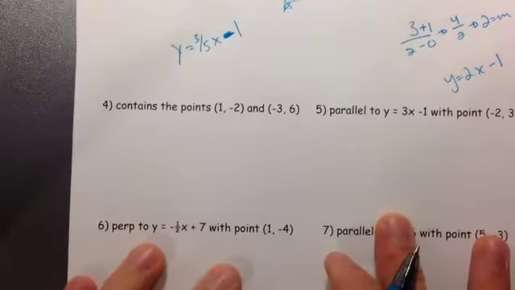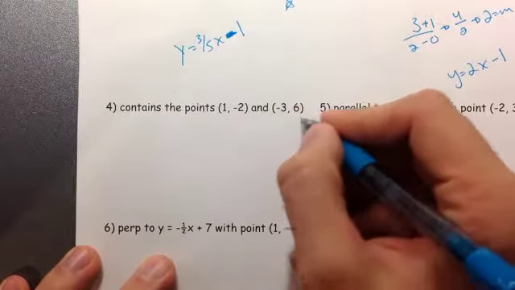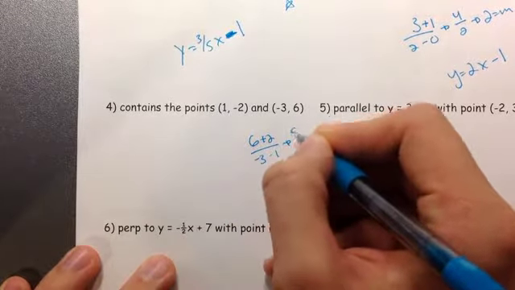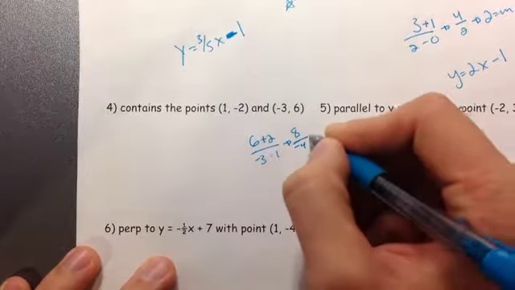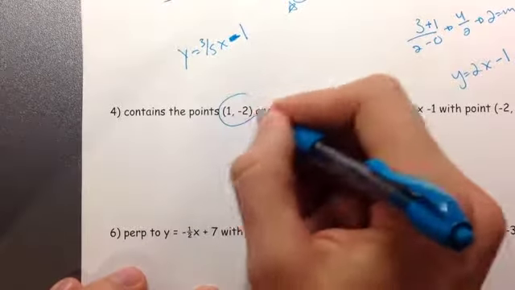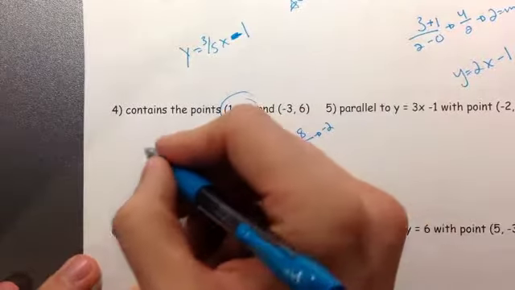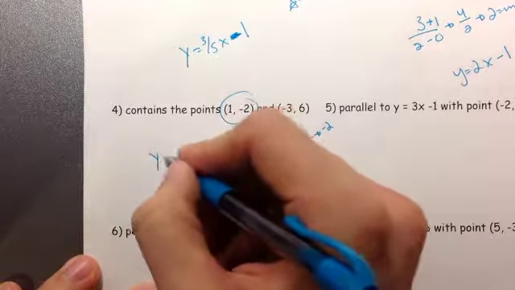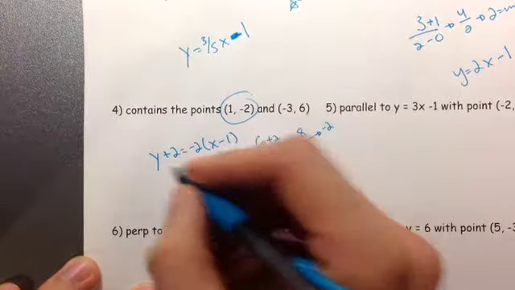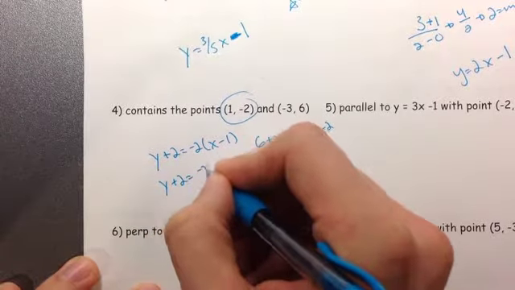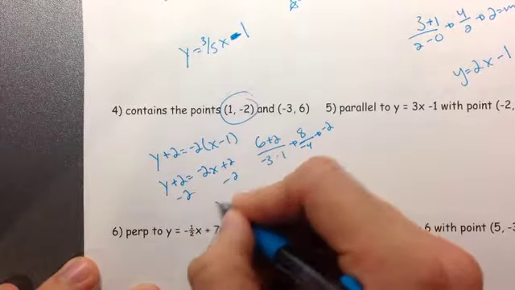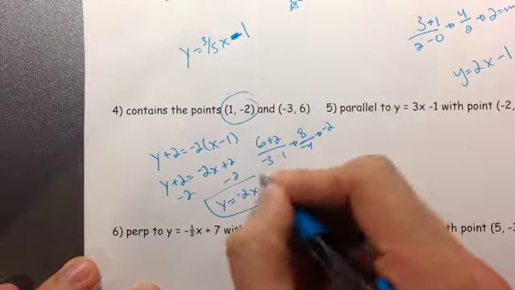On number 4, they don't give us the intercept, so we're going to solve for slope just like we did in the previous one. 6 minus -2 over -3 minus 1. That gives me 8 over -4, or just -2. And since I don't have my y-intercept, I'm going to pick one of these 2 points. I'll use this one and solve for it using point slope. So I have y minus -2 is equal to -2x minus 1. And I'm going to take this equation, muscle it down, and get y isolated. Pull that 2 from both sides, and I'll get y equals -2x.